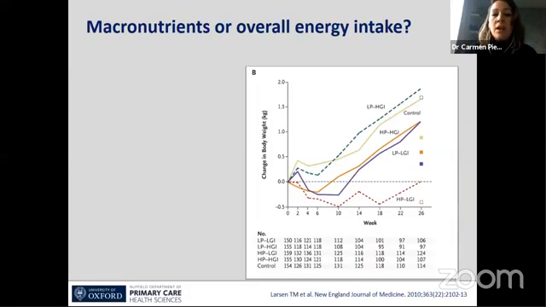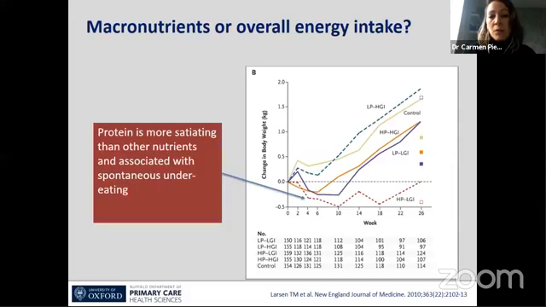Finally, the effects of protein. Protein tends to be more satiating than other nutrients. It's got higher diet-induced thermogenesis as well, and it's been associated with spontaneous undereating. This is a trial conducted quite a few years ago now, and we can see the high protein, low GI diet is the one associated with weight change, like decreased body weight, compared to all these other diets.